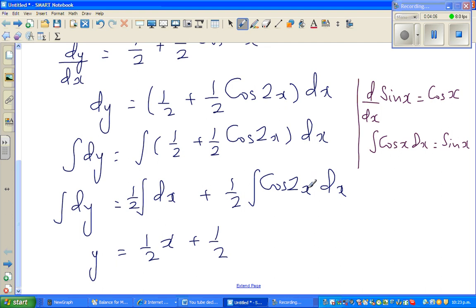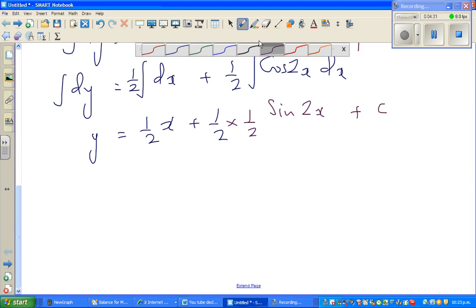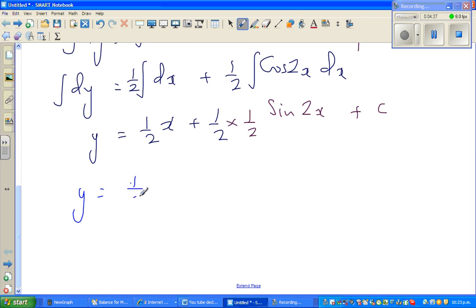But here, as you have a 2 here, you have to use the chain rule. It'll be half times half sine 2x plus the constant of integration. If you don't understand this step, you can do a u substitution and then you can understand how I got this half. So finally, y is equal to half x plus a quarter of sine 2x plus c.